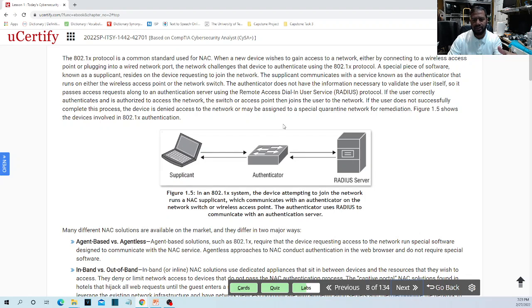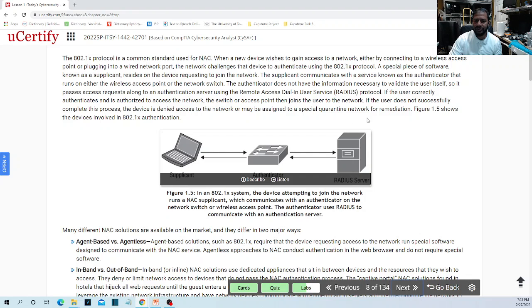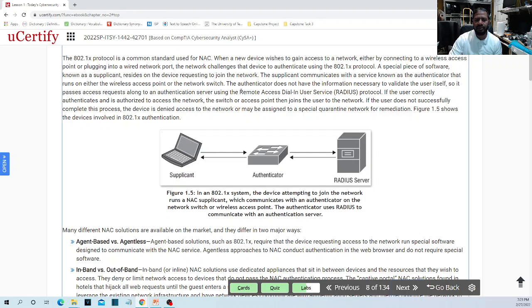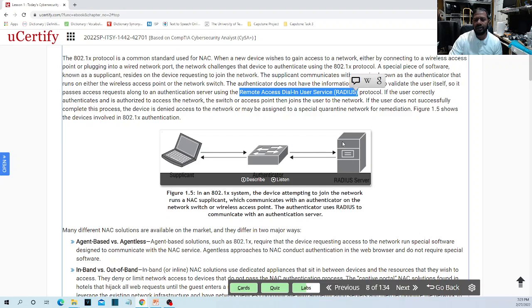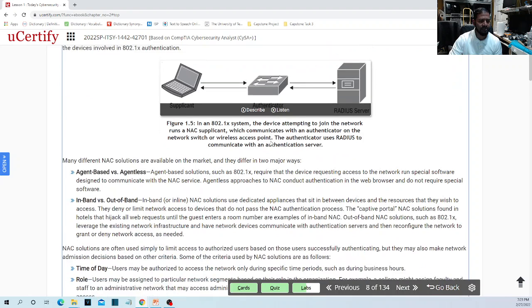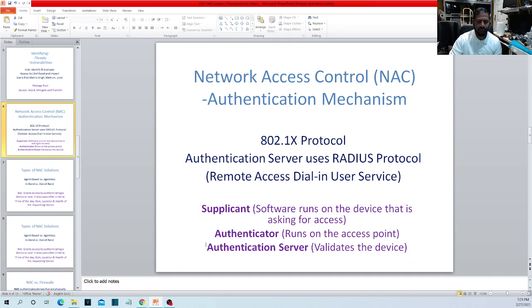So it is called the authenticator, but it goes to a RADIUS server. RADIUS stands for Remote Authentication Dial-In User Service. This authenticator in turn takes that request to the authentication server, called the RADIUS server, gets you authenticated and validated, and then gives you the access. If this server does not validate you, then this wireless router or wired router will not give you the access. Okay. Now, looking at our PowerPoint.